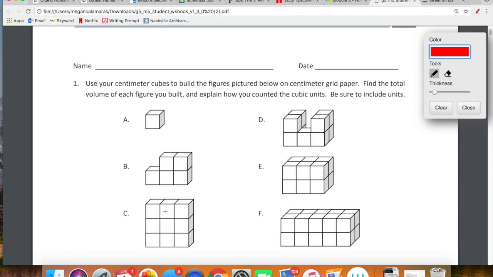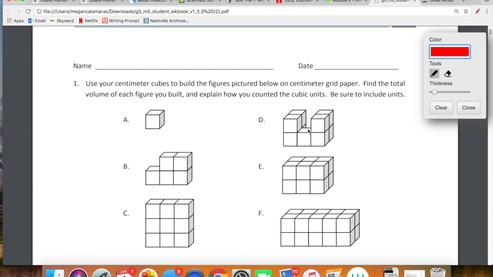Let's look at C. Okay, so we have a 1, 2, 3-story building, if you will. We have them clearly stacked one on top of another. Each level of the building consists of 1, 2, 3 cubes. So if the building is 3 stories high, and each story consists of 3 cubes, our volume here is 9 cubic centimeters.